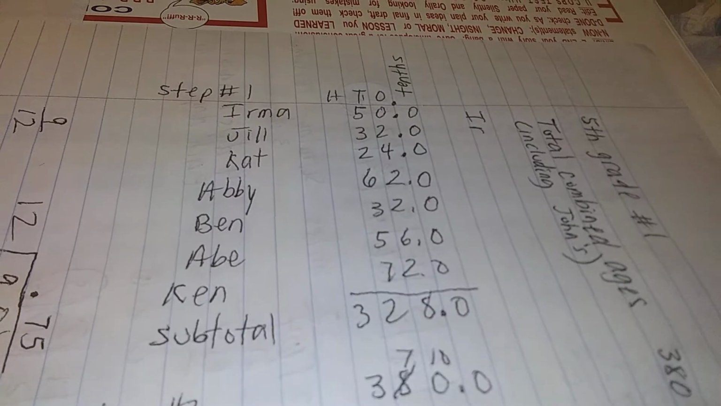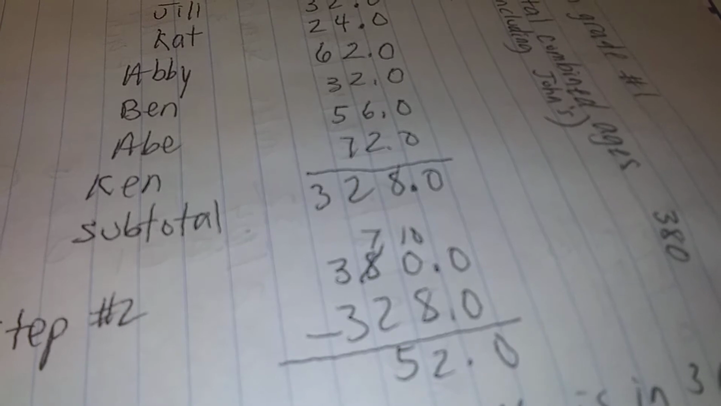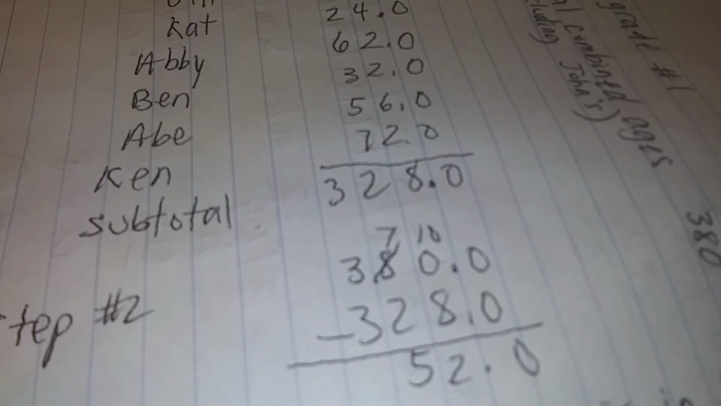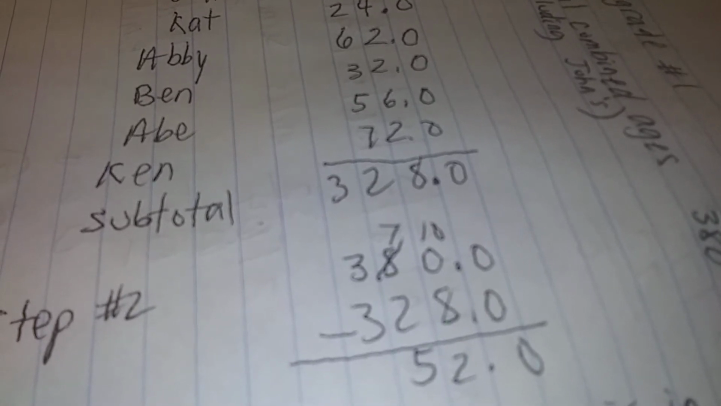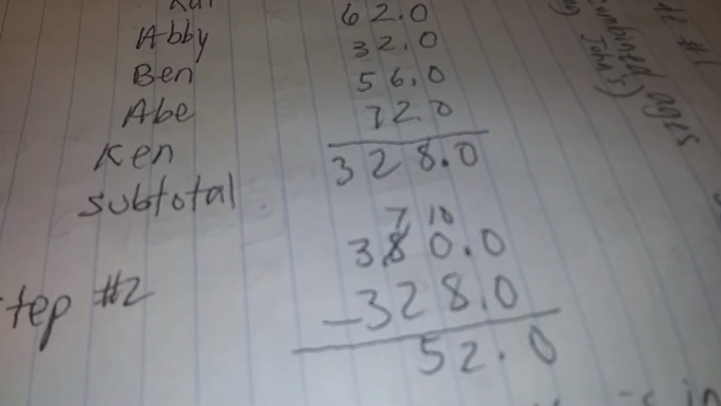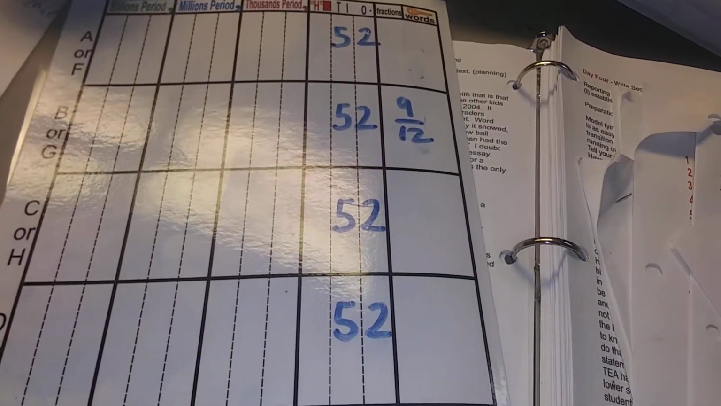So step 1 was finding out what the subtotal is. Step 2 was saying, okay, John's age was missing, so if we take the total that they gave us, the 380 years, and subtract the 328 years that the others had, then we'll get John's age of 52 years. 52, and let me bounce the ball again, 52 and 0/10. But that's our answer. So if we were to go ahead and select the answer, it's going to be there on the choice.